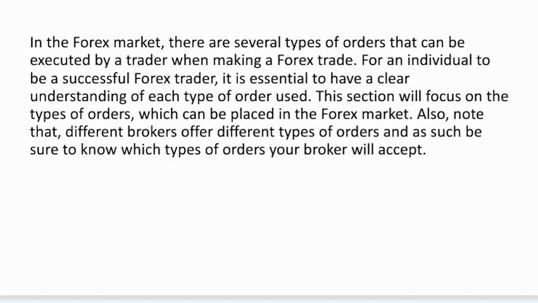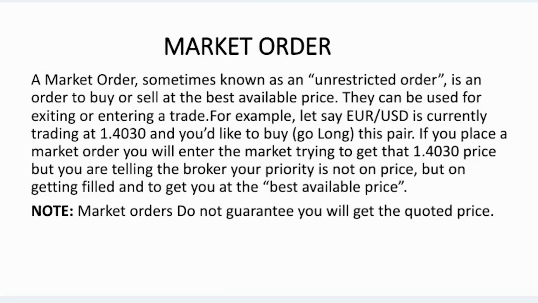So let's quickly go to the chart and explain. The number one is a market order. A market order, sometimes known as an unrestricted order, is an order to buy or sell at the best available price. They can be used for exiting or entering a trade. So let's go to the chart and explain that.